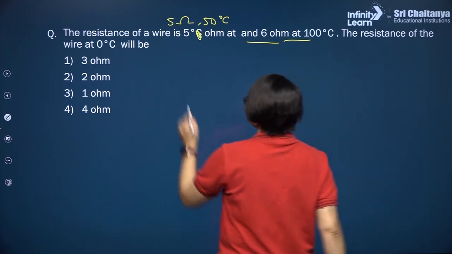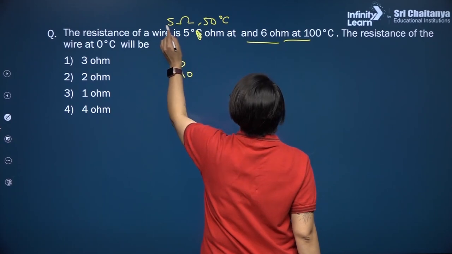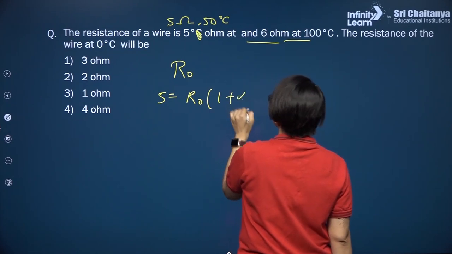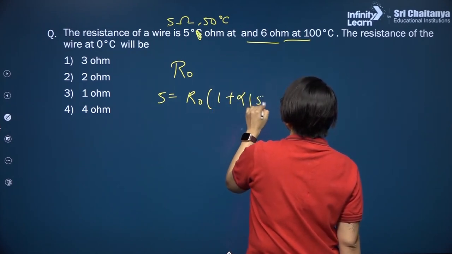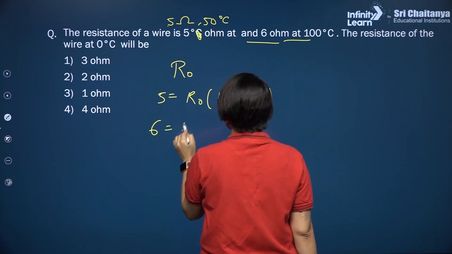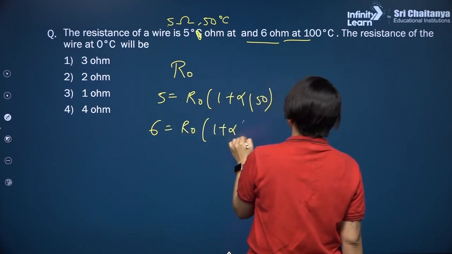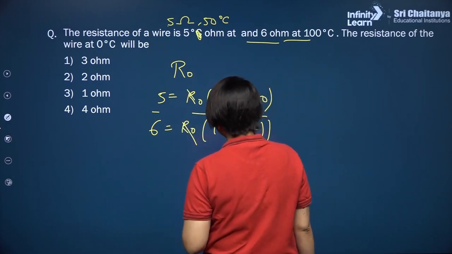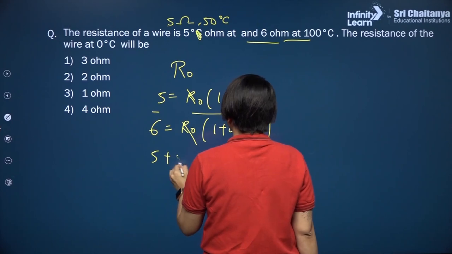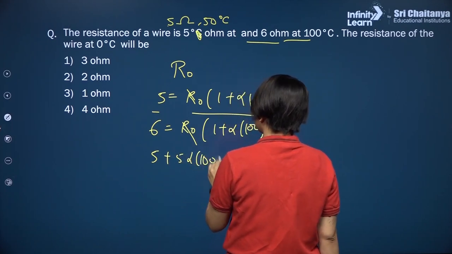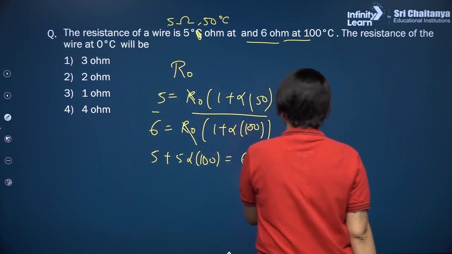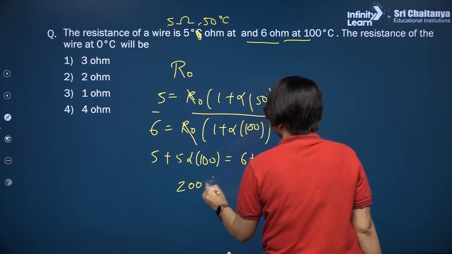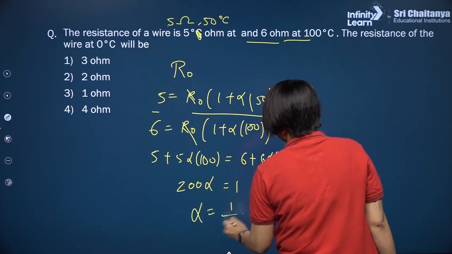So let's say at 0 degrees Celsius the resistance is R naught. For the first one, 5 ohm is equal to R naught into 1 plus alpha, delta T is 50 minus 0, 50. And for the second one, 6 is equal to R naught into 1 plus alpha into 100. Okay, let's divide it. You'll get the value of alpha. So it will be 5 plus 5 alpha into 100 is equal to 6 plus 6 alpha into 50. So we have 500 minus 300, 200 alpha is equal to 1. So alpha is 1 upon 200.